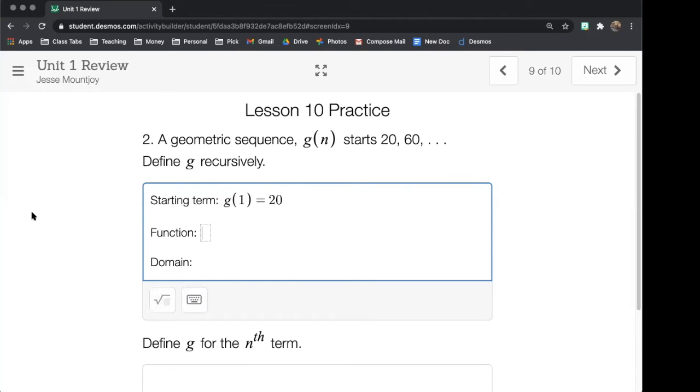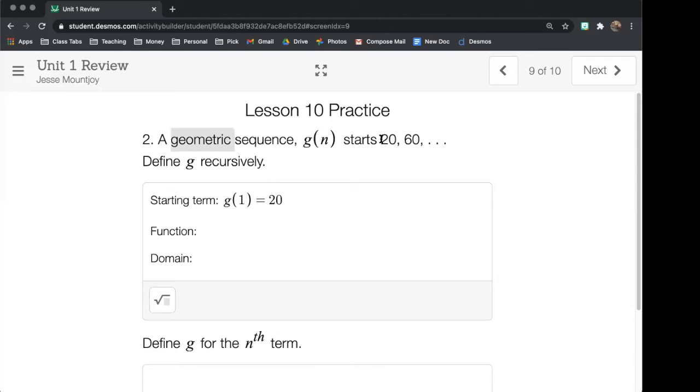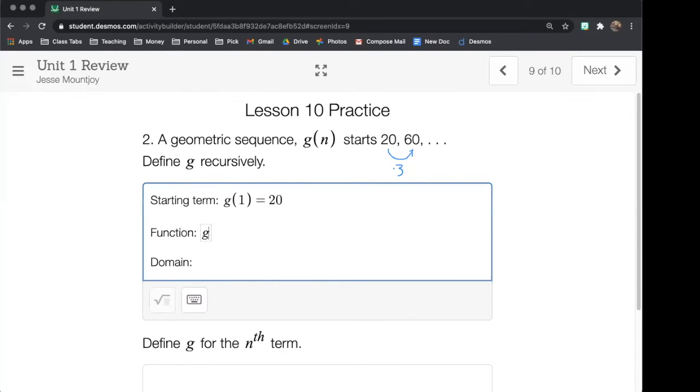What's my function? Well, it's geometric, means multiplication. So 20 times what equals 60? The rule is going to be multiply by 3 every time because it's geometric. So I'm going to multiply 20 times 3 to get to 60. So let's go ahead and write that function. G of n is equal to your previous term, G of n minus 1 times 3. That's it.